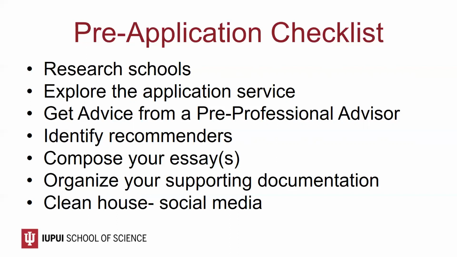In addition, you should start thinking about identifying those individuals that you will ask to be a recommender or write a letter on your behalf. Many schools have preferences regarding the type of individuals who write your letters. This might include, for example, a science faculty member. By science, they mean biology, chemistry, or physics. And by faculty, they mean an individual with whom you have taken a course.